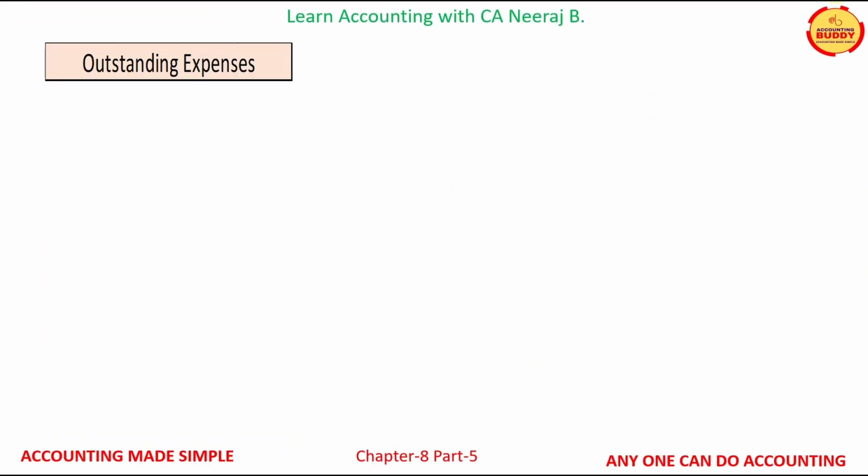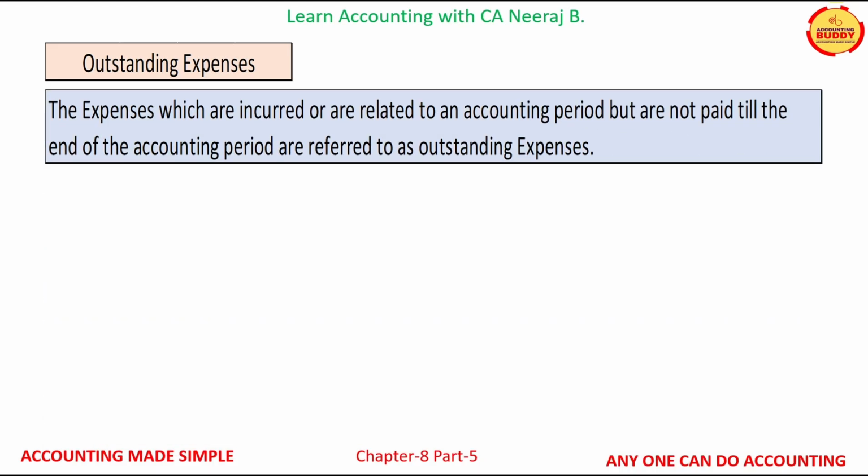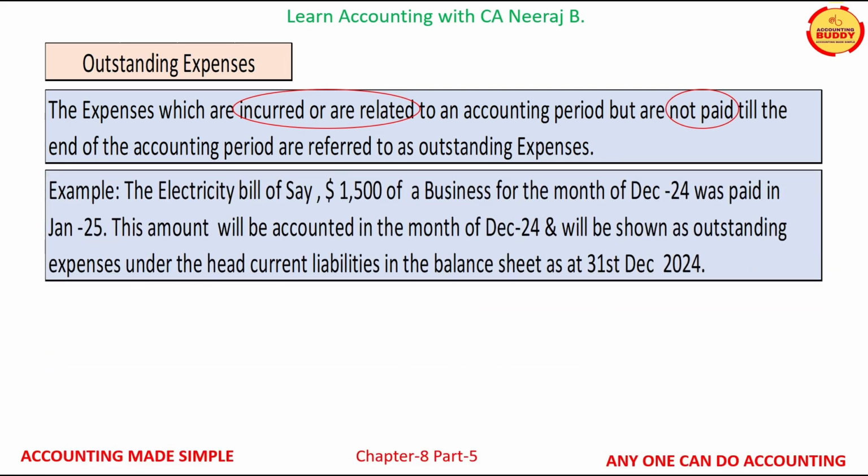Another adjustment journal entry which is passed is that of the outstanding expenses. The expenses which are incurred or related to an accounting period but are not paid till the end of the accounting period are referred to as outstanding expenses. For example, the electricity bill, say for $1,500, of a business for the month of December 24 was paid in January 25. This amount will be accounted in the month of December 24 and will be shown as outstanding expense under the head current liabilities in the balance sheet as at 31st December 24.